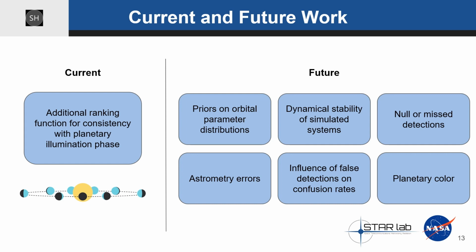There are also many avenues to pursue with future work, which include accounting for priors on orbital parameter distributions. We could also examine whether accounting for dynamical stability of systems has an effect on confusion rates, as well as any null or missed detections while we're observing, astrometry errors, or false detections. And finally, we could maybe take a look at how planetary color could improve orbit fitting or otherwise affect confusion rates.